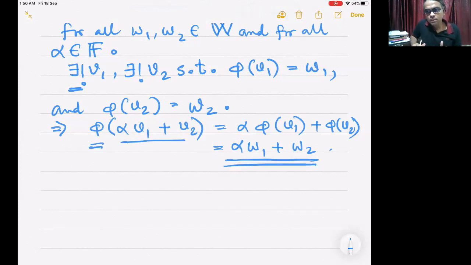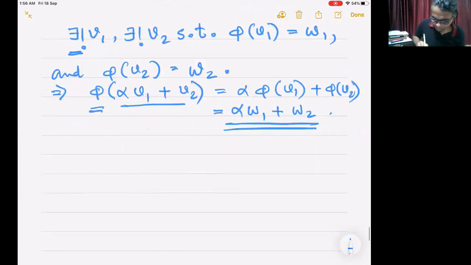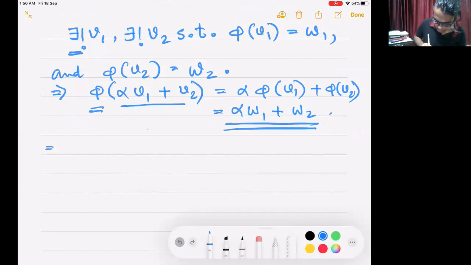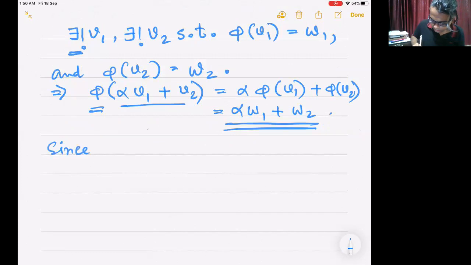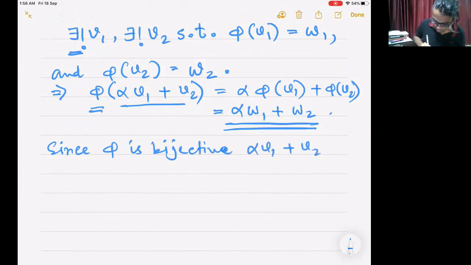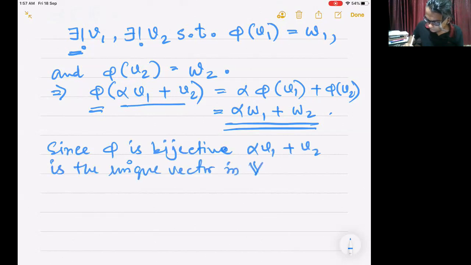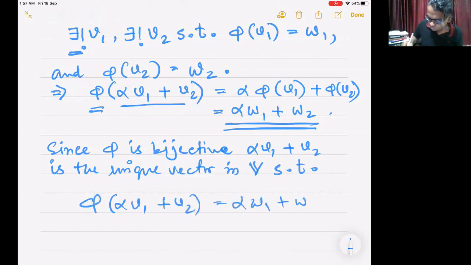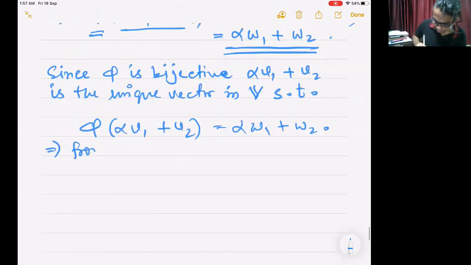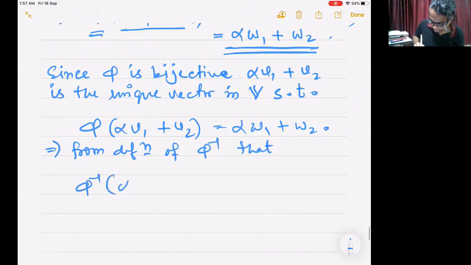But bijectivity means this is unique. So this means phi inverse... okay, since phi is bijective, alpha V1 plus V2 is the unique vector in V such that phi of alpha V1 plus V2 is equal to alpha W1 plus W2. This implies, from the definition of phi inverse, that phi inverse of alpha W1 plus W2 must be alpha V1 plus V2.